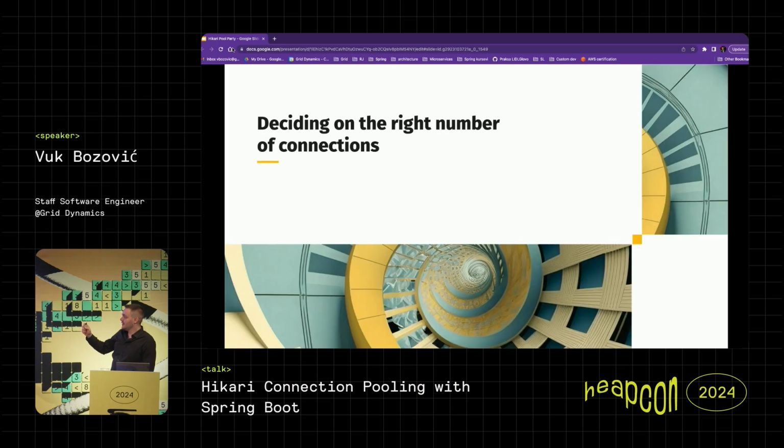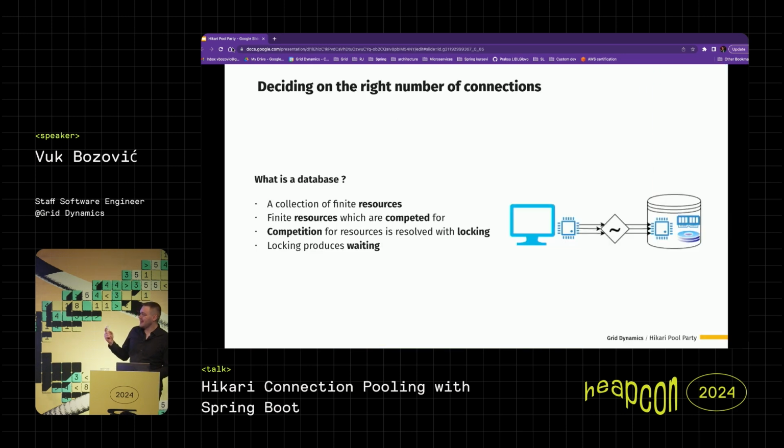Now, finally, we get to attempt to address the elephant in the room, but not before we talk about some of the basics. Well, what is actually a database? When you look at a database through a microscope, it's practically a collection of finite resources. Finite resources which are competed for by whom? By other CPUs in the world via network.